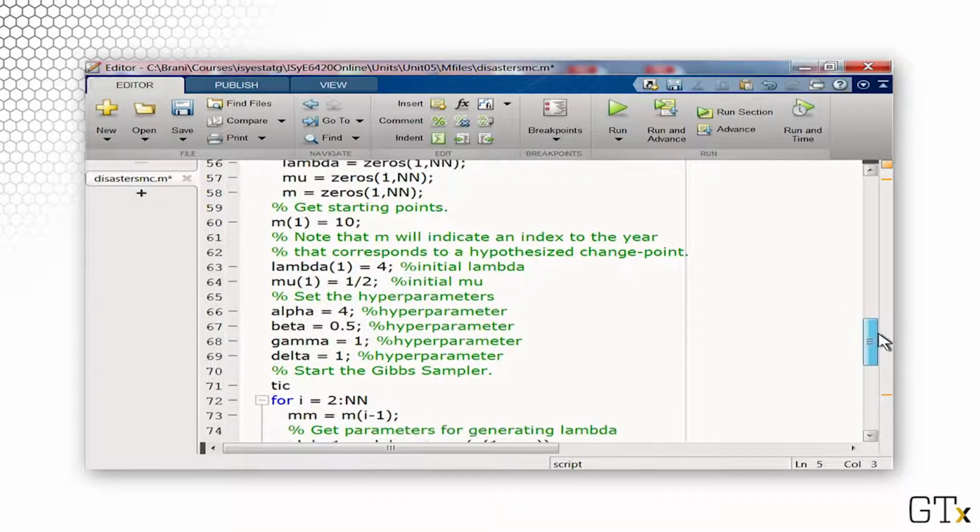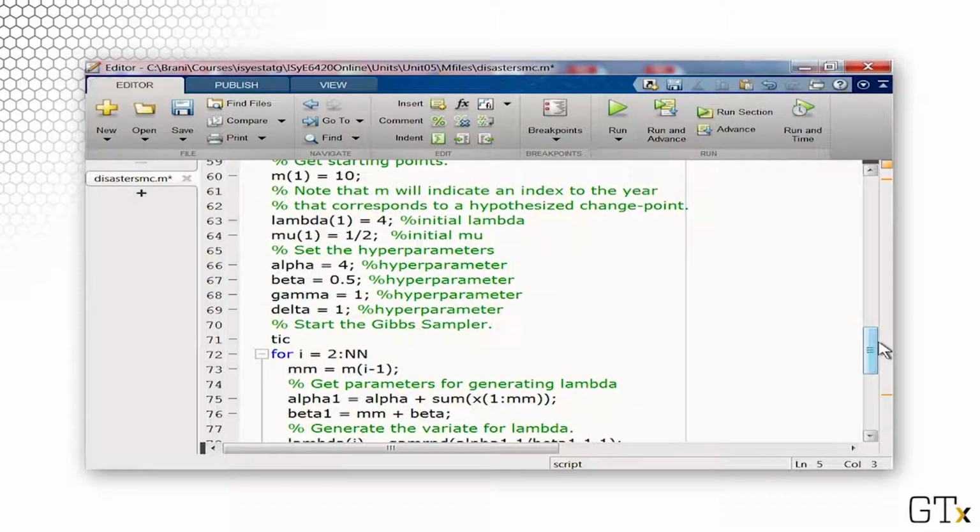Then we set the hyperparameters for our priors. For the prior on lambda, we have alpha 4 and beta 1/2. For the prior on mu, gamma and delta, it's 1/2 and 1. Although setting the hyperparameters is important, if the data are such that they overwhelm the prior, it may not be so relevant. But we'll see it could be relevant, because it is important to be close to whatever rate of accidents was observed.